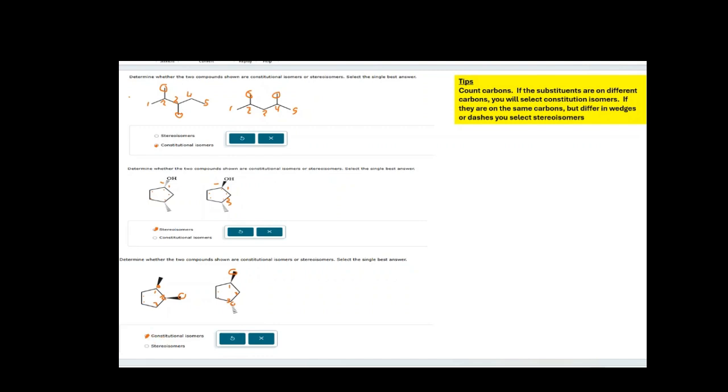So again, fairly simple. Just take time to practice. Remember to just count your carbons and see where you have your substituents, and then that'll help drive your selection.